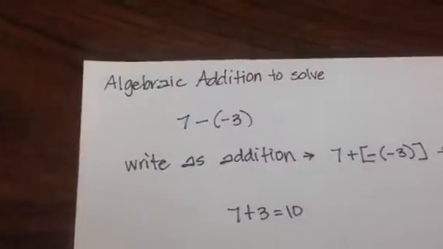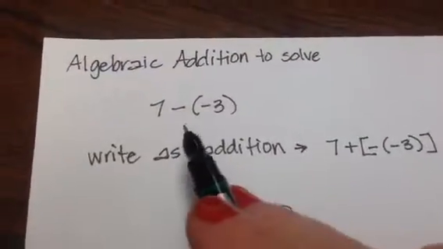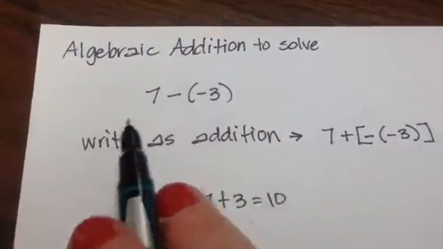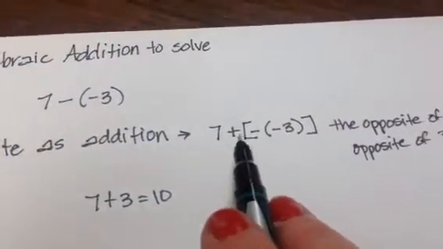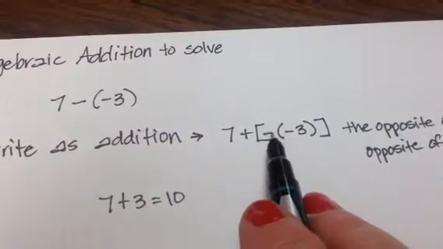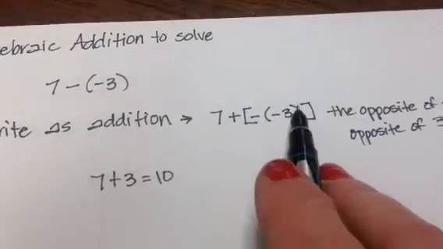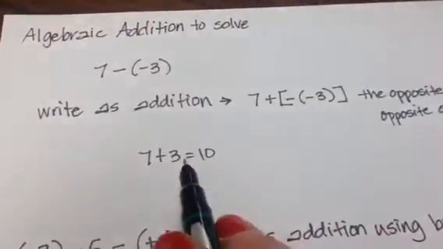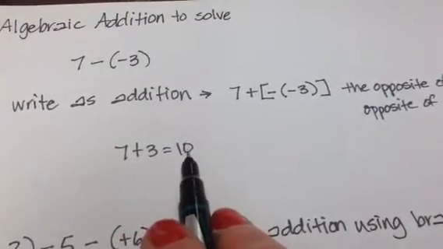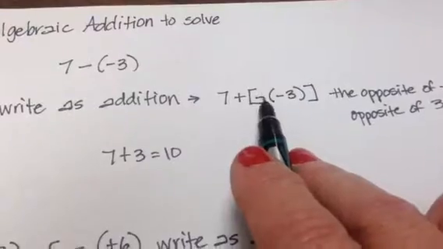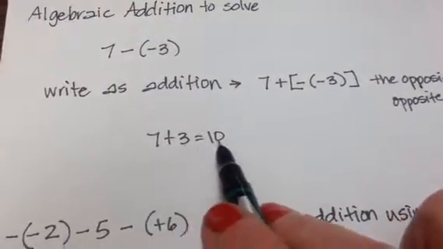So algebraic addition. Remember, it's always called addition. That means we're going to change these. So right as addition, it would be 7 plus, we're going to use our symbols of inclusion, negative 3, or the opposite of 3. So that would really be 7 plus 3 equals 10, right? Because remember, 2 negatives make a positive. So 7 plus 3 equals 10.